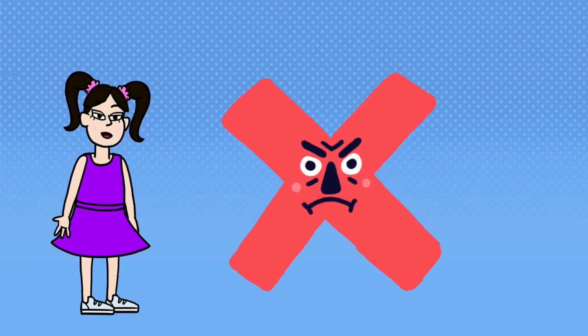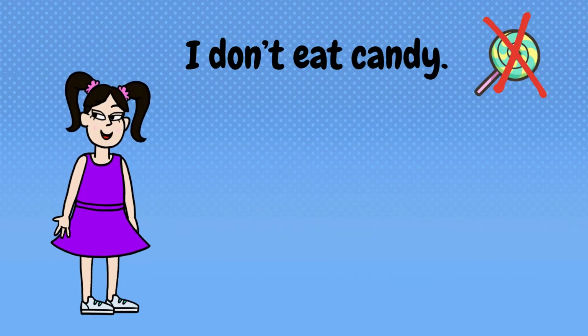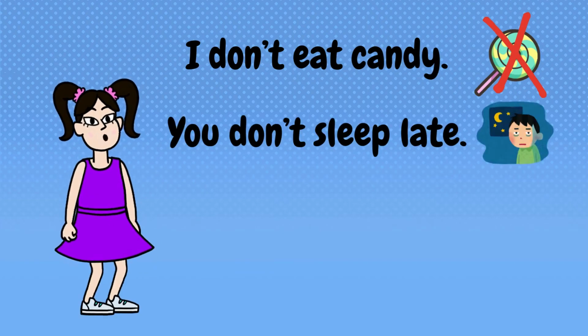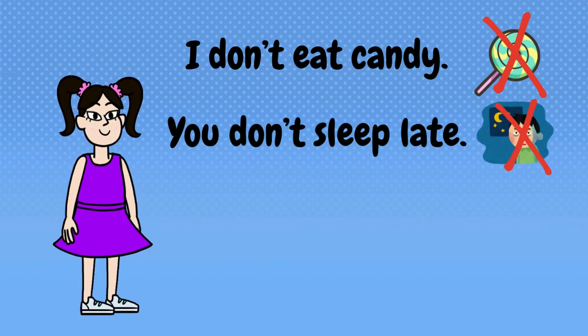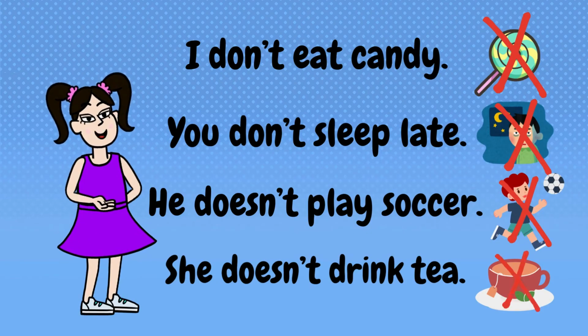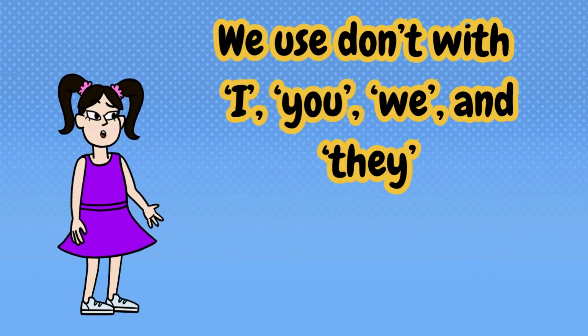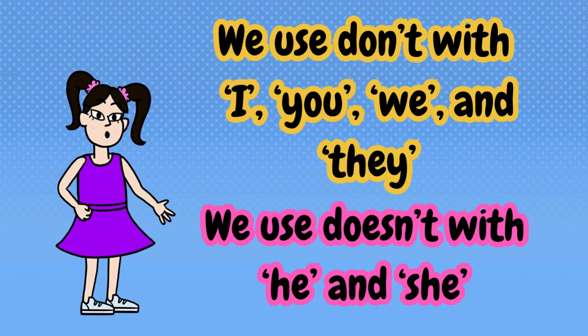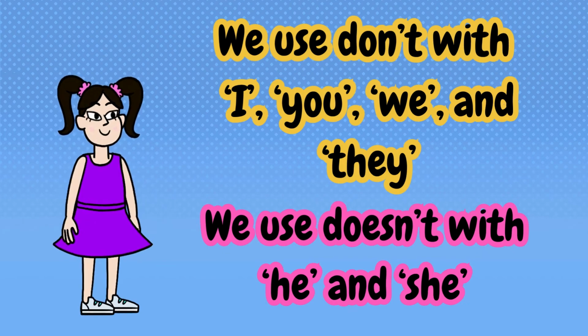What if we want to say we don't do something? Let's learn negatives. I don't eat candy. You don't sleep late. He doesn't play soccer. She doesn't drink tea. We use don't with I, you, we, and they. And we use doesn't with he and she.